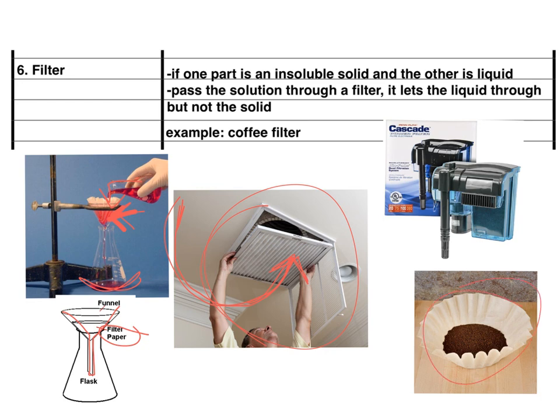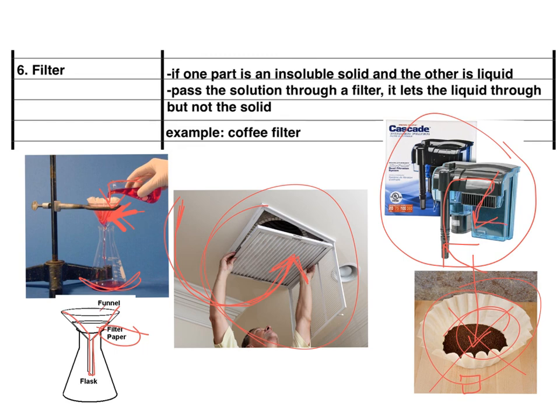Coffee, self-explanatory. You put water through it, the grounds stay behind, and then that's what you drink. You throw this away because it's gross. This is a filter for a fish tank. So you pump air or the water through one way, and then it sucks it up the other way, and it's cleaning it when it's going through.